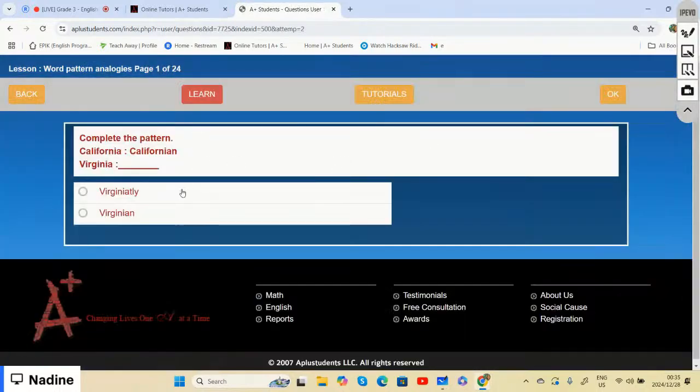Okay, so we're going to complete the pattern where we are going to specifically look at the suffix. So, for example, if you are from California, that makes you Californian. But now, if you're from Virginia, then what is the answer? Is it option one, Virginiately, you are Virginiately, or is it option two, Virginian? Which one is correct?